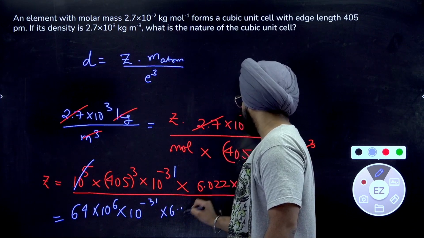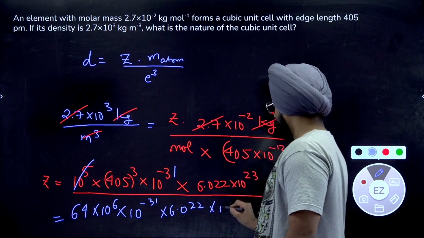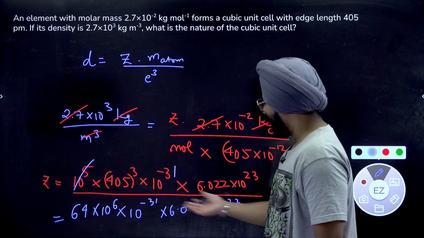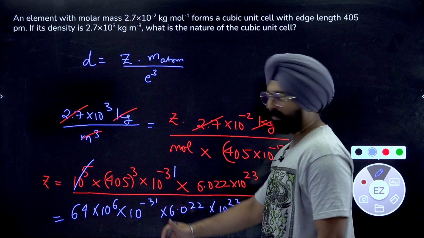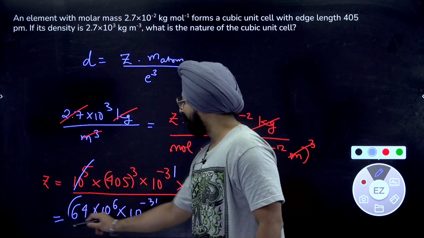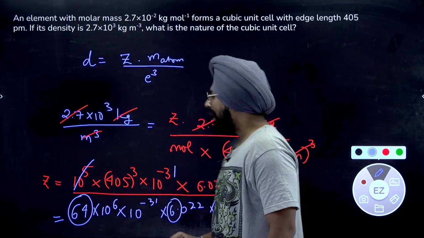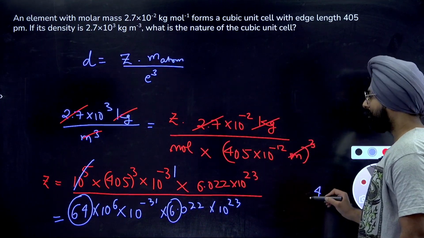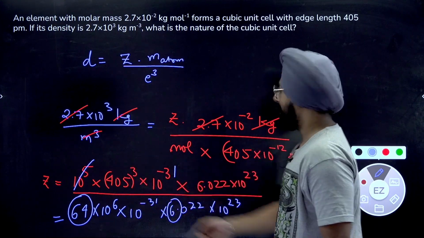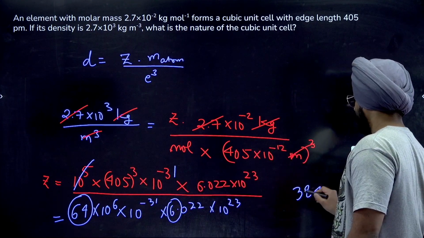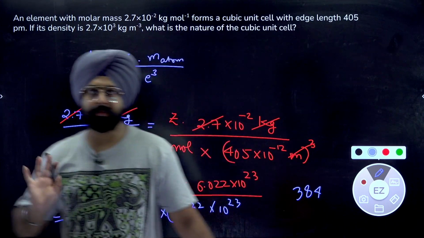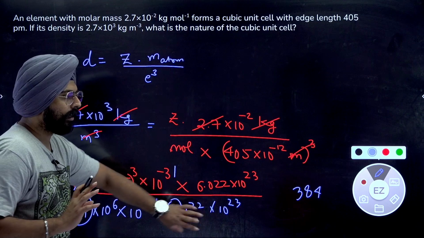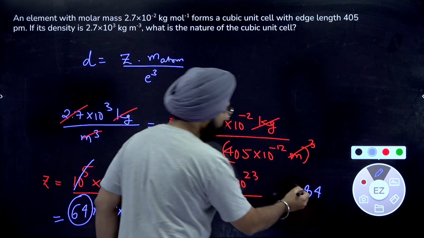into 6.022 into 10 to the power 23. Do whatever you want with the powers of 10. You can simplify or just do this calculation. How much is 64 into 6? 6 into 4 is 24, then 36, 37, 38, something. Now if you simplify the powers of 10, the answer will come out to be 3.84.